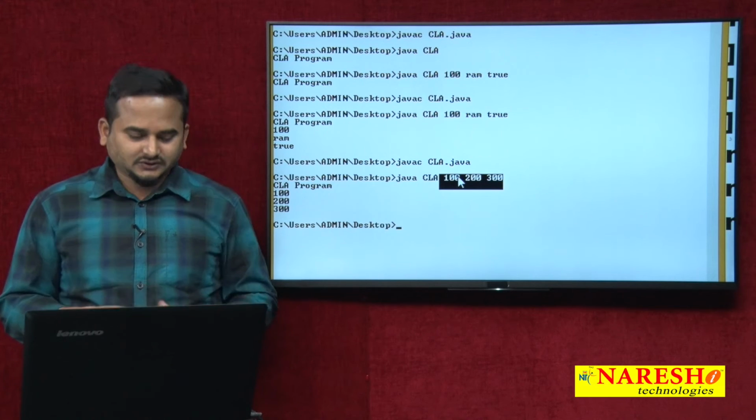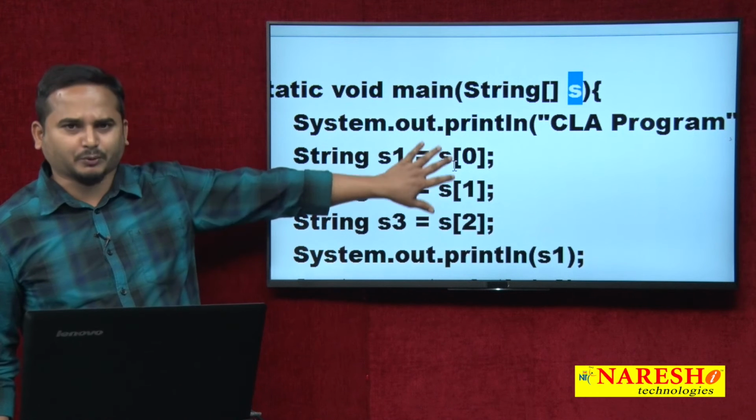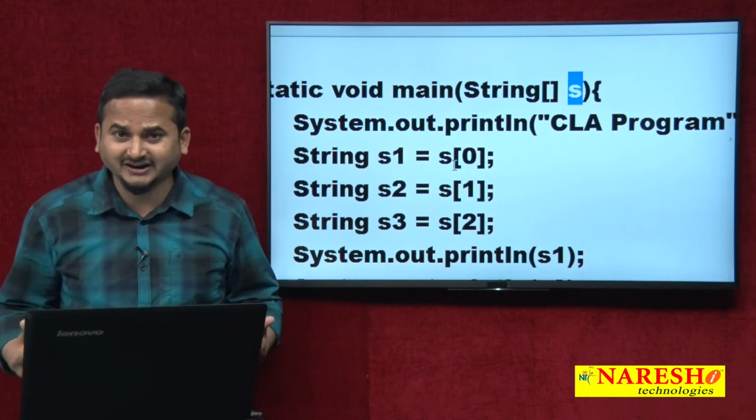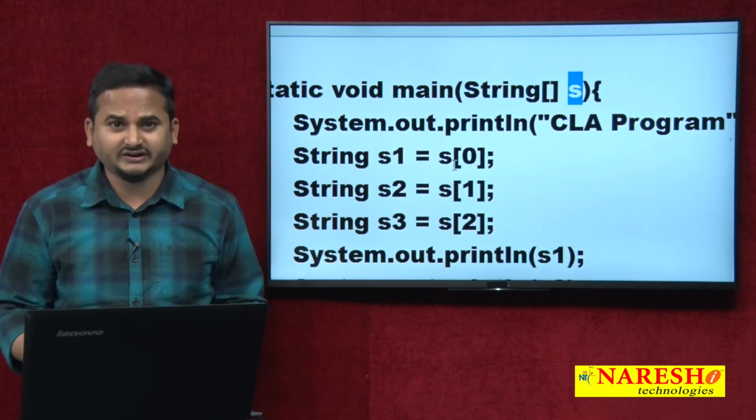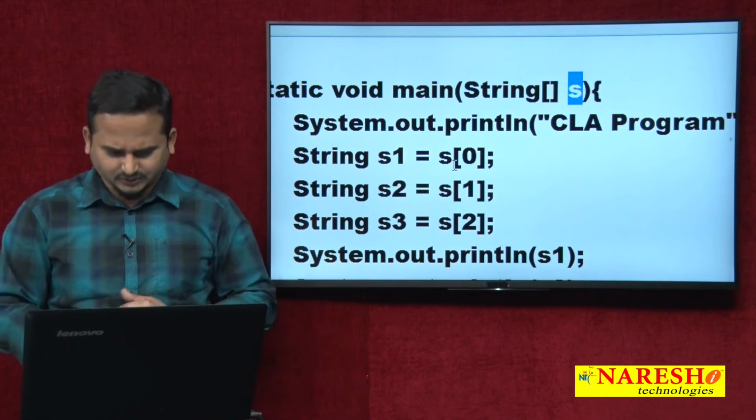That is the advantage of command line argument. If you directly mention values like 100, RAM, false in the program, we are always communicating with the same data. But my requirement is to communicate with different data. The first and basic one is command line argument.